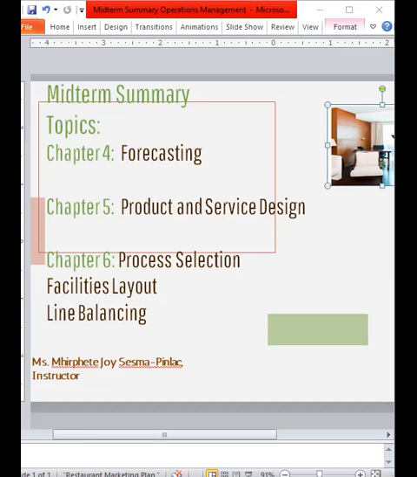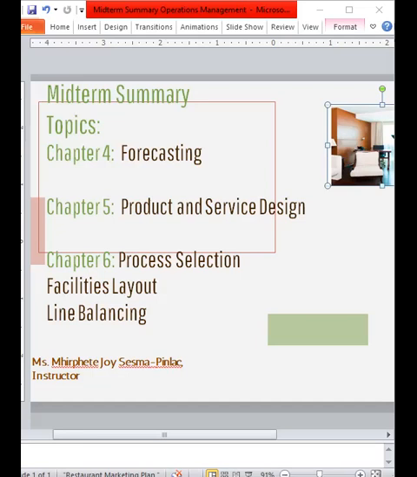Some of the steps in the forecasting process are determining the purpose of the forecast, establishing the time horizon, and selecting a forecast technique.